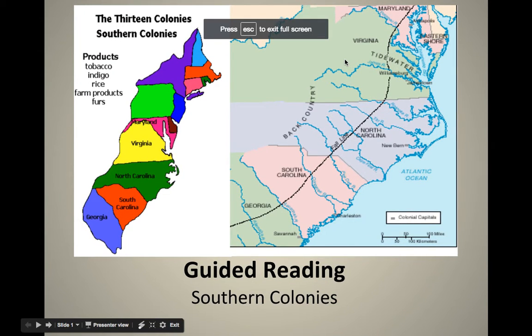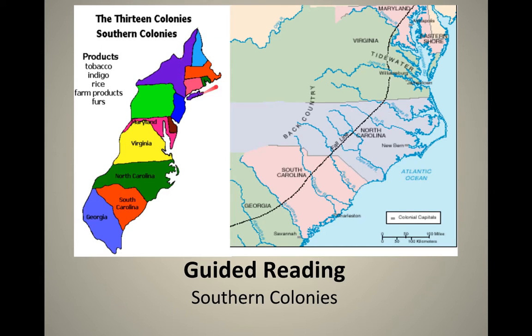Alright, so the plan for today is to talk about the southern colonies. As you know, we've talked about the New England colonies and then the middle colonies. Now we're keeping on working our way south to the southern colonies. So Maryland, Virginia, North Carolina, South Carolina, and Georgia. That's what we're talking about today.